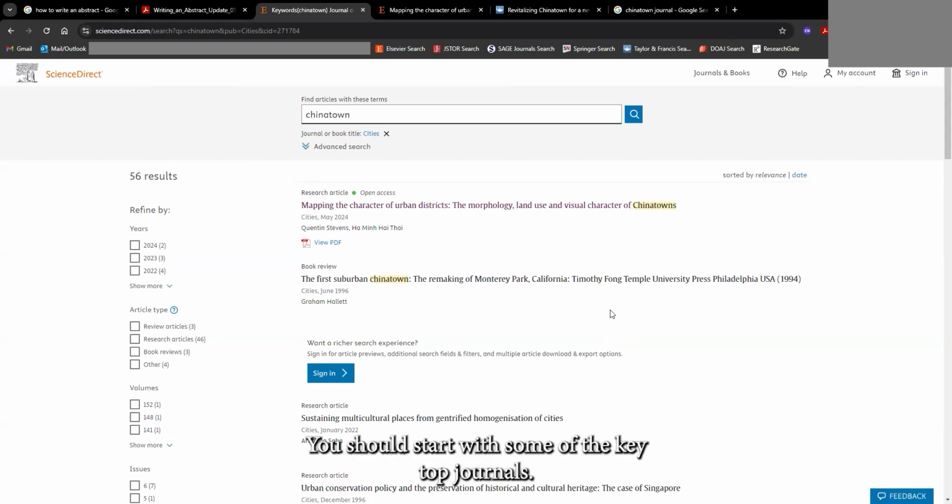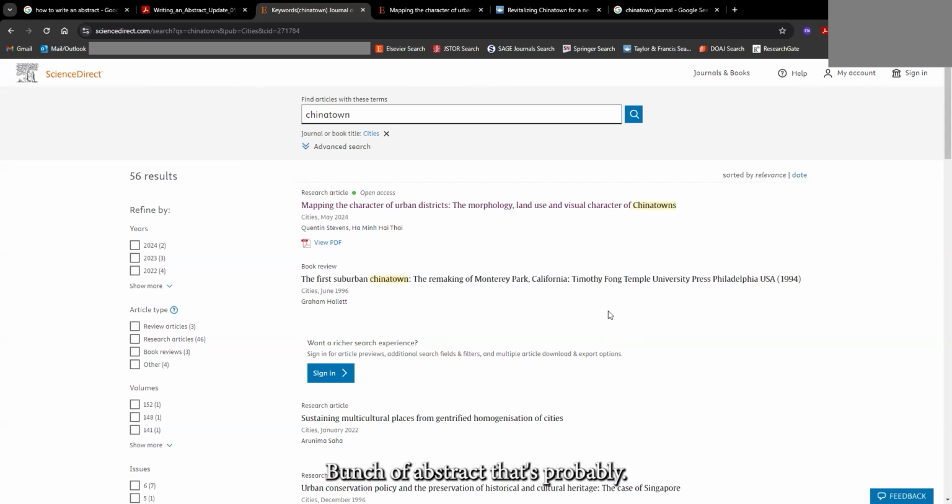You should start with some of the key top journals. Don't just open up a random conference that has a bunch of abstracts that were probably written by an AI. You want to start with a top journal. Okay, in the context of 2024, it's really hard to tell who's done it with an AI or not, but we would try to keep the academic integrity level as high as we can.